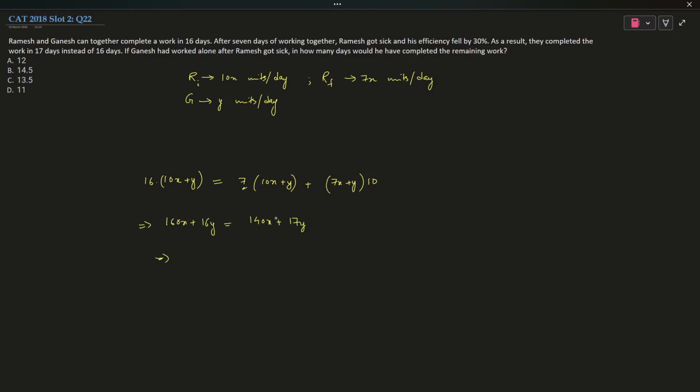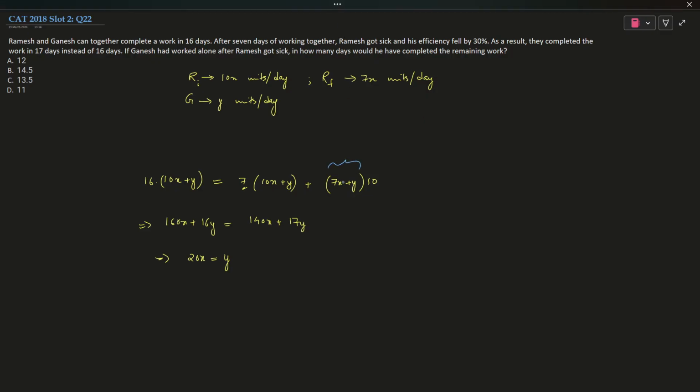From here, any mistake? 70x and 70x is 140x, 7y and 10y is 17y. So 20x is equal to y. Got it. If Ramesh had worked alone after he got sick, in how many days would he have completed the remaining work? Remaining work: the total work was this one, they have done this part, so the remaining work is this one only, guys.